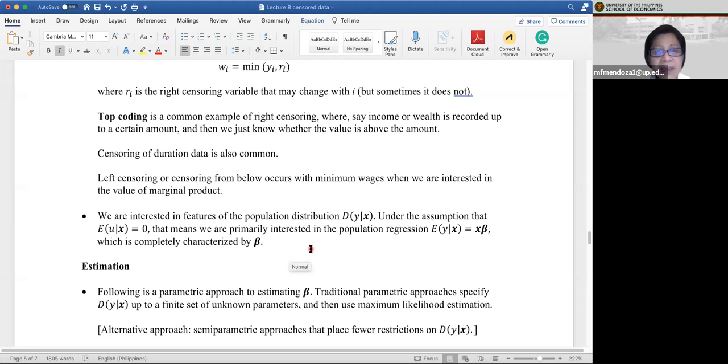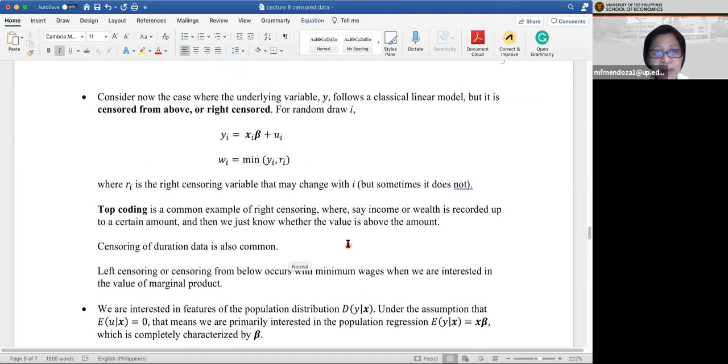Okay, we are interested in the features of the population distribution. As I mentioned before, D of y given x is the conditional distribution of y given x. So here we want the conditional distribution of y given x.